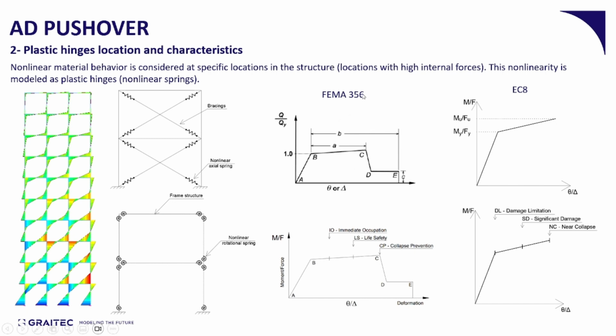The American codes suggest slightly different moment to rotation curves, but they still have the same concept behind, with the different levels we saw on the graph earlier about the deformation we allow on the buildings, depending on what we want to have after the earthquake.